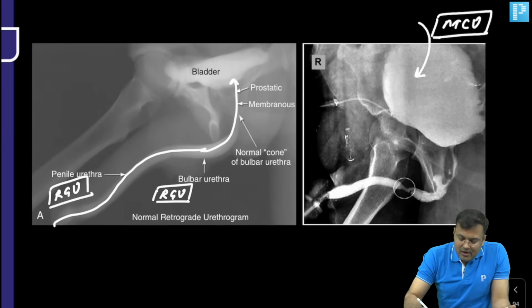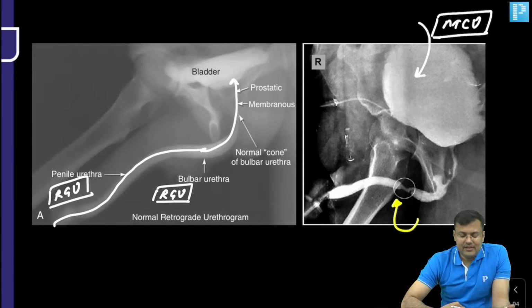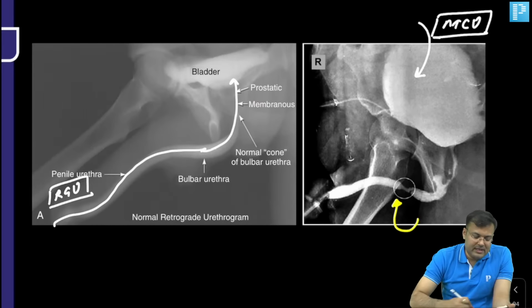So, guys, tell me, where is the stricture here? See these two pictures and tell me, where is the stricture? Which part of the urethra is having stricture?